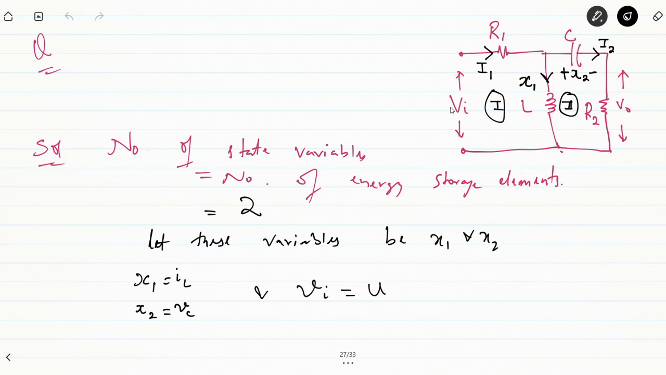In short, you have to identify the state variables, you have to apply the KVL and KCL, and you have to obtain x1 dot and x2 dot. That means you have to obtain di by dt, where i is the current through the inductor, and you have to obtain dv by dt, where v is the voltage across the capacitor.